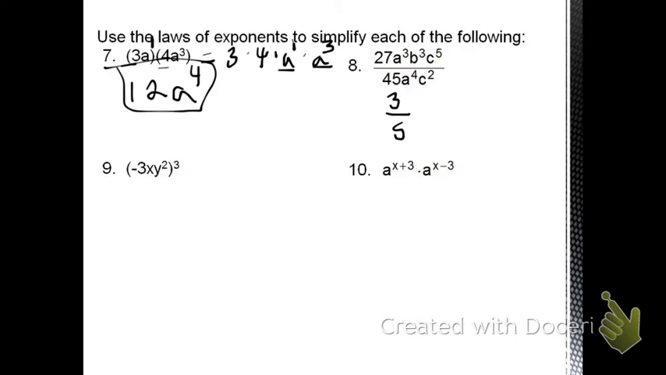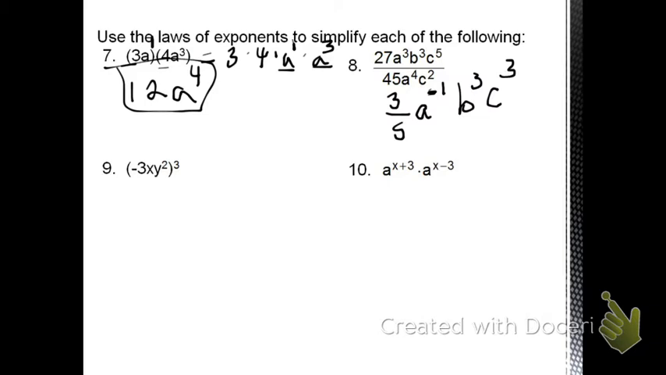So I have a cubed over a to the 4th. Remember, that means you need to do a to the 3 minus 4. 3 minus 4 is negative 1. So I'll be left with a to the negative 1 power. Now what about b? I have b cubed minus absolutely nothing, so he stays. And what about c? I have c to the 5th divided by c squared. That means we're going to do c to the 5 minus 2. 5 minus 2 is 3.